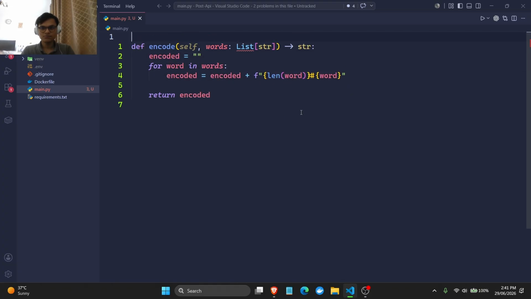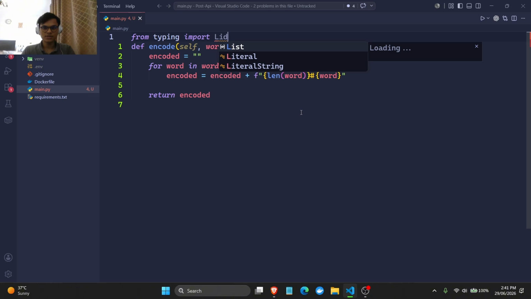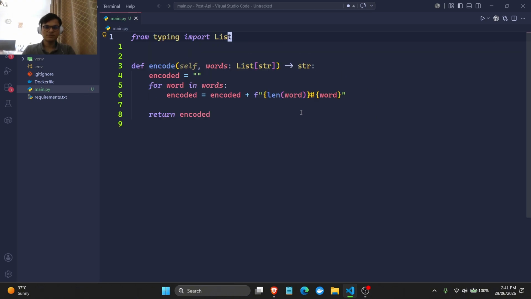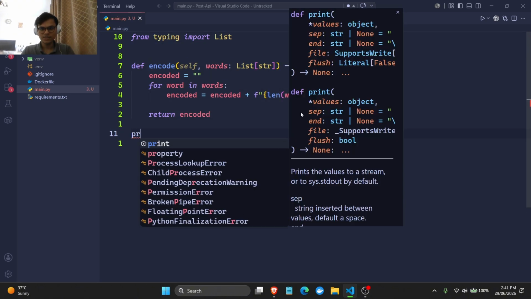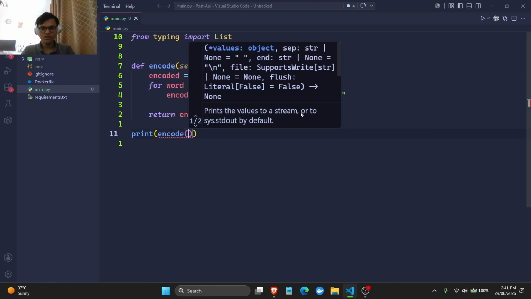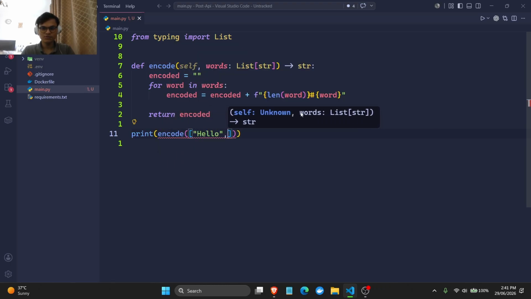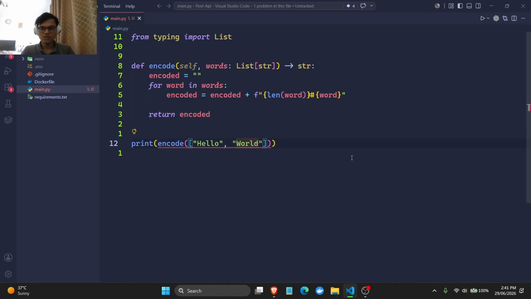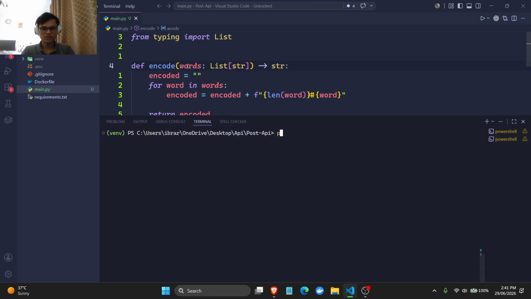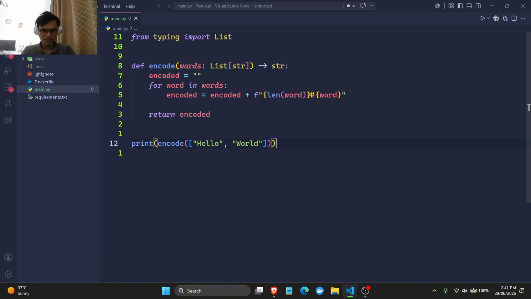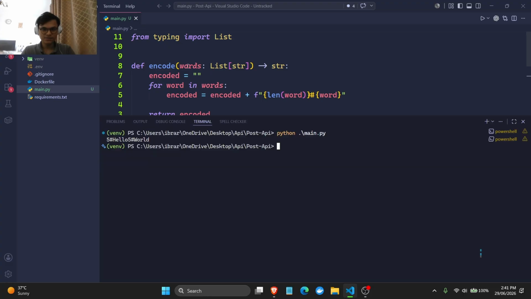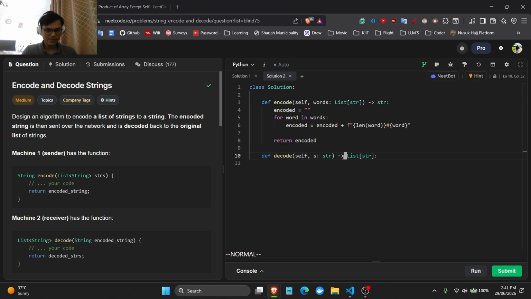From typing import List. Okay, and let's do something like print encode with hello and world, and run python main.py. We get that, which is good. If I also do an empty string, we get 0 pound and that. So this is our encoded one.